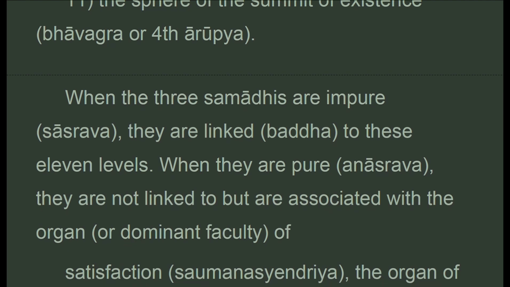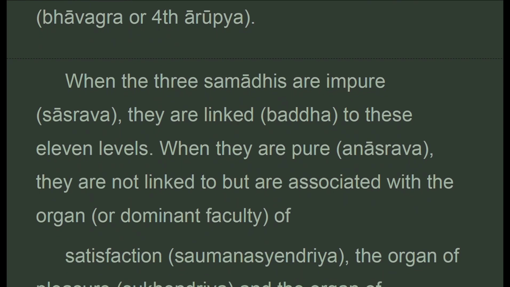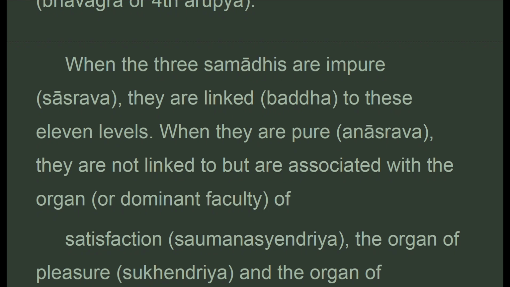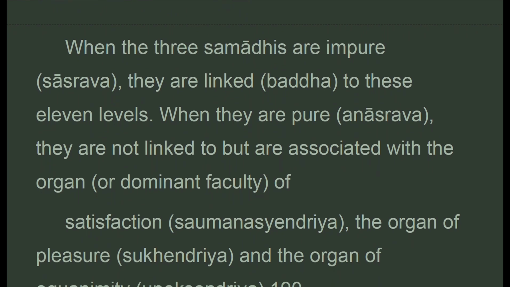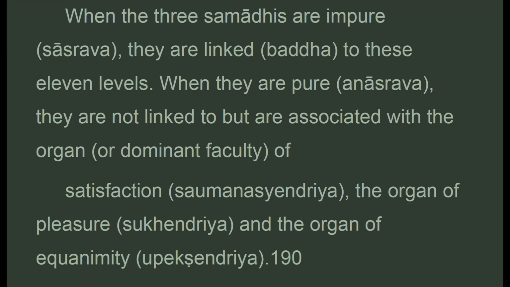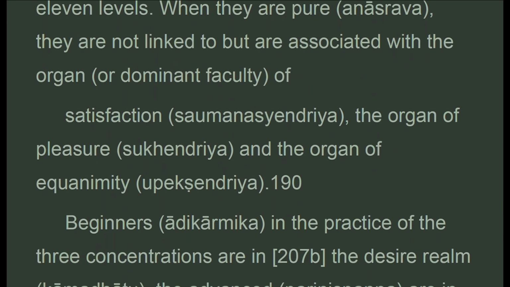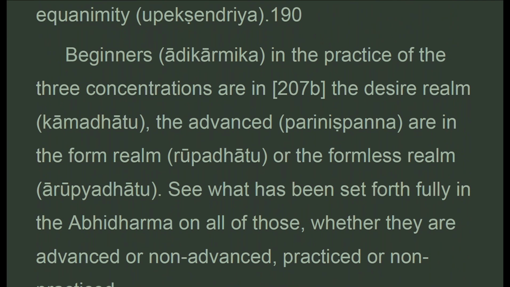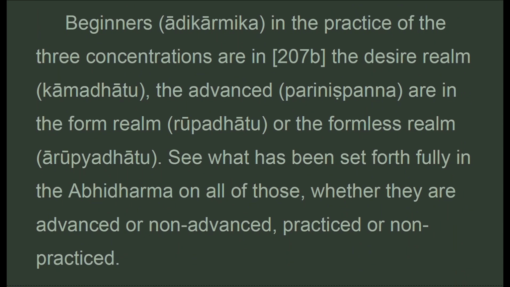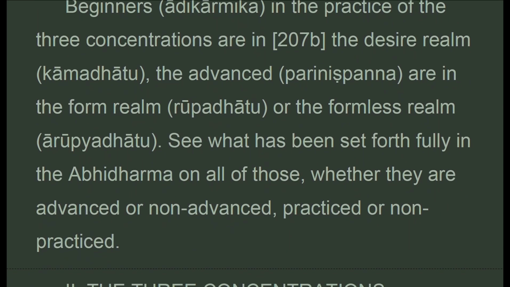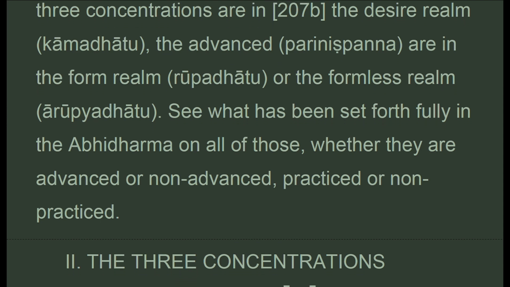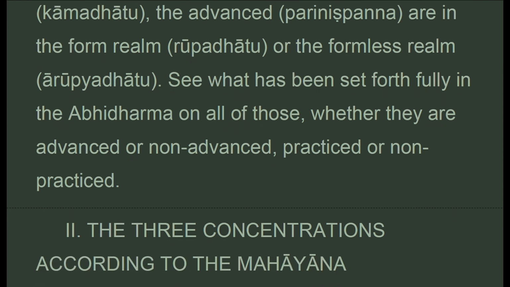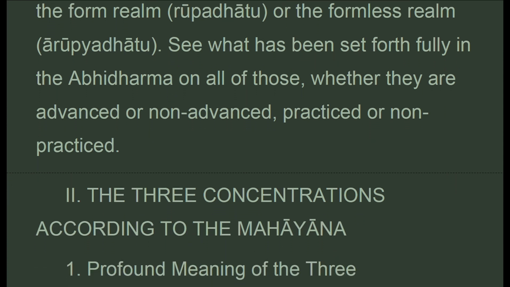When they are pure, they are not linked to but are associated with the organ of satisfaction, the organ of pleasure and the organ of equanimity. Beginners in the practice of the 3 concentrations are in the desire realm, the advanced are in the form realm or the formless realm. See what has been set forth fully in the Abhidharma on all of those, whether they are advanced or non-advanced, practiced or non-practiced.